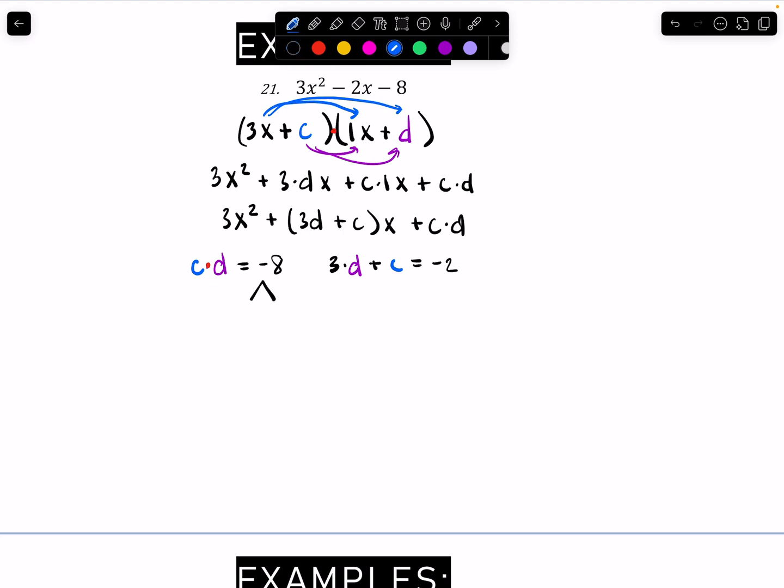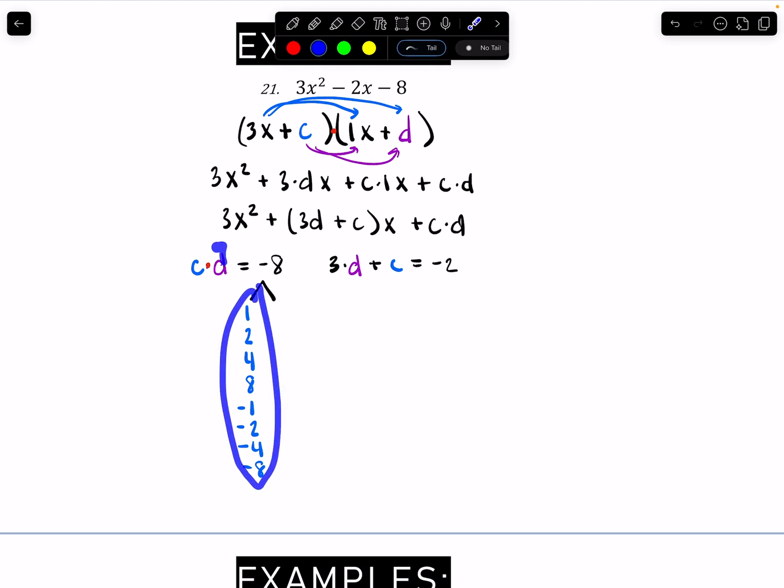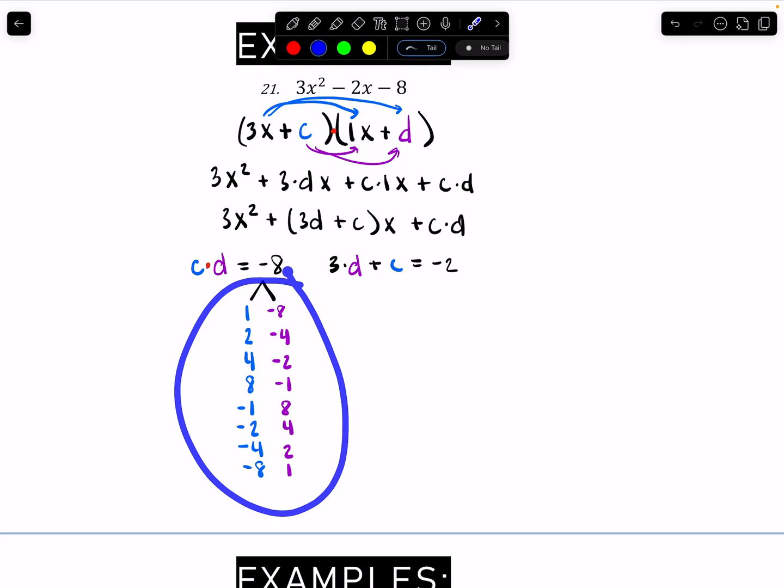Well, I like to start by writing out the factors of 8. We have 1, 2, 4, and 8. And then the negative means we could also have negative those factors, right? Those are all my options for C. For D, I'll just write what has to be multiplied by 1 to get -8. Well, -8. What has to be multiplied by 2 to get -8? -4, -2, -1, +8, +4, +2, +1. So these are all our options for C and D. Well, now we need to figure out which one satisfies that.